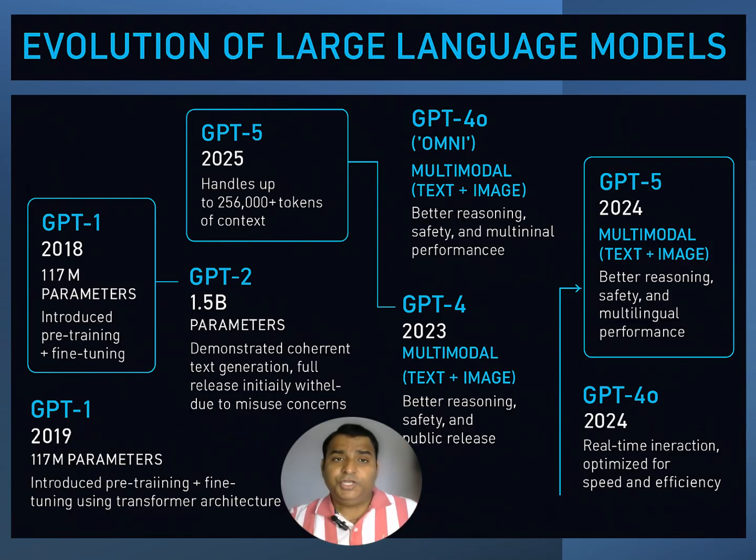The safety and alignment: the models are trained with reinforcement learning to improve safety, reduce bias, and align better with human values, which completely matches responsible AI principles like inclusiveness, privacy and security, accountability, and transparency. The real-time interaction: GPT-4o and GPT-5 offer faster, more natural interactions, making them suitable for real-time applications like virtual assistants and live translation.